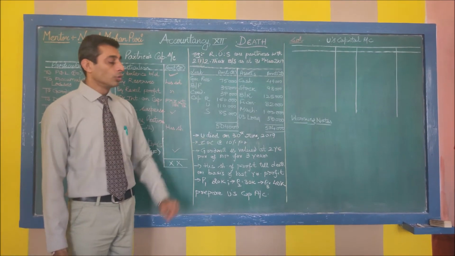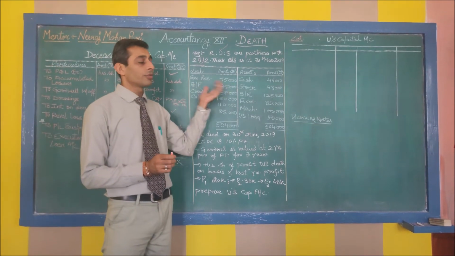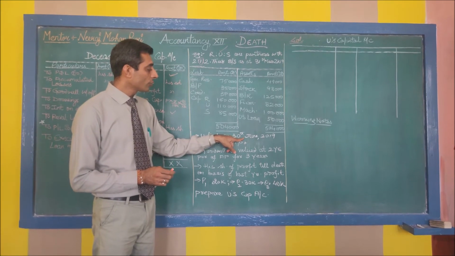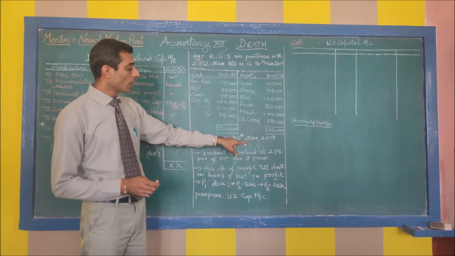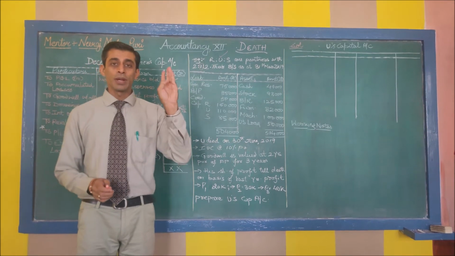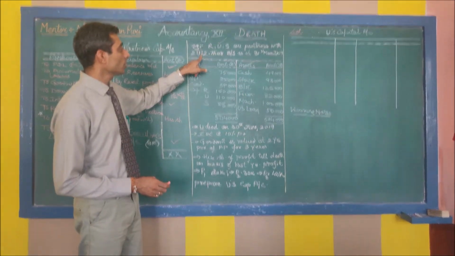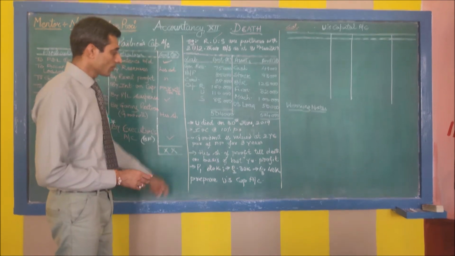On 30th June, time is a very important aspect in the chapter of death. Let us first of all find the number of months. Books closed on 31st March. U died on 30th June. That means April, May, June. So time is 3/12 and his share is 1/5. This is the common information.